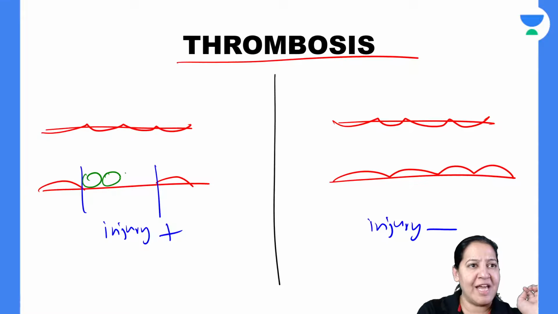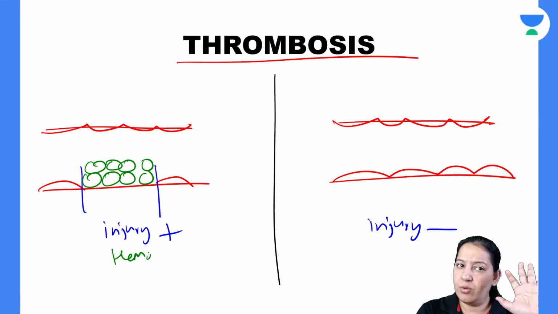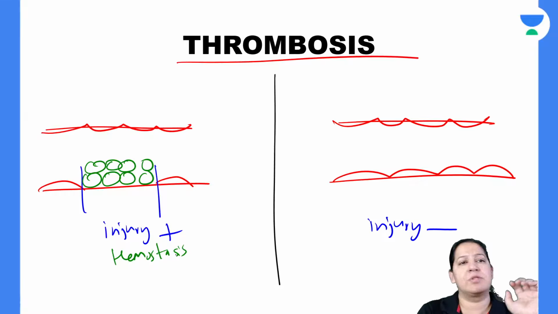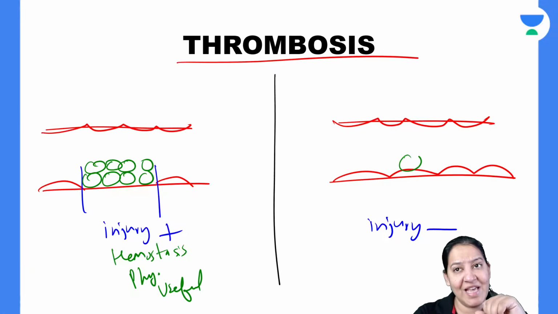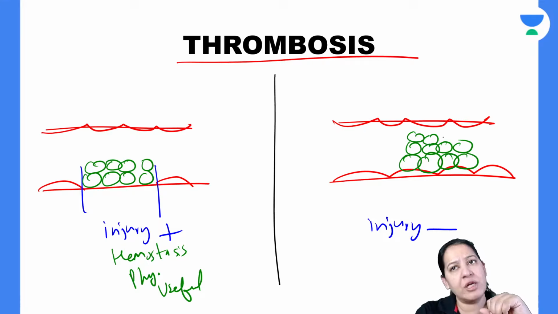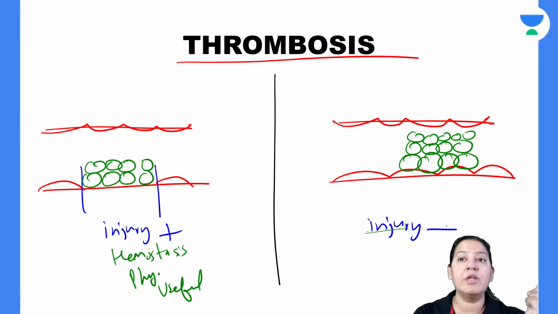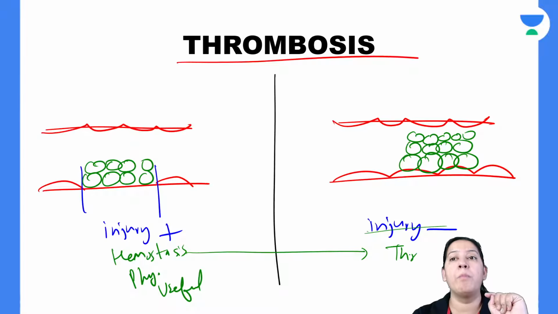If clot formation takes place in an injured blood vessel, it is known as hemostasis. We have seen the steps of hemostasis. It is a physiological phenomenon and it is useful for us. It is required to stop the bleeding. But if the same steps occur without injury, so a clot is formed inside the blood vessel without injury, it is not known as hemostasis now. Now it is known as thrombosis.